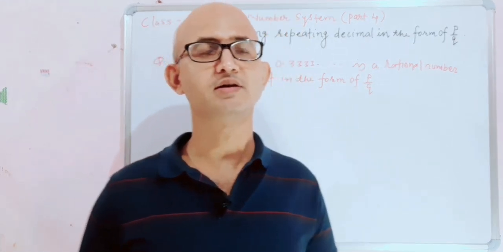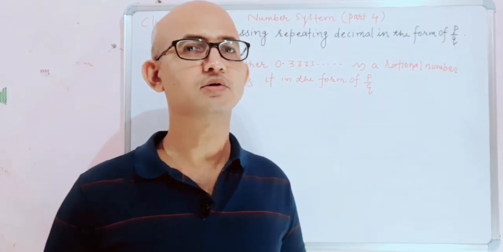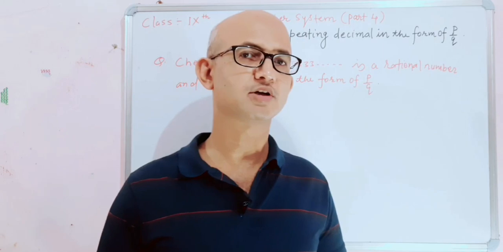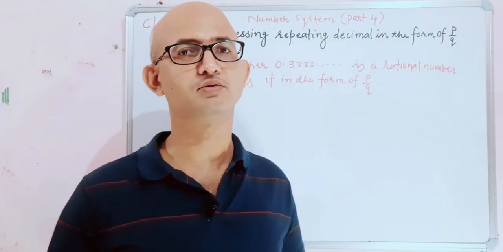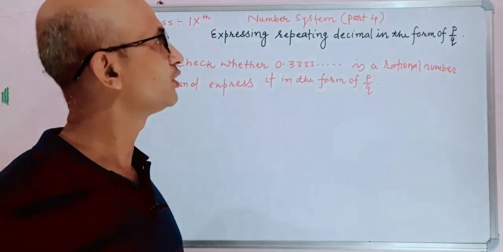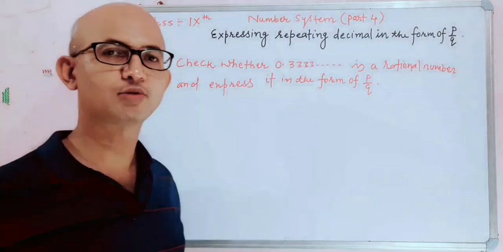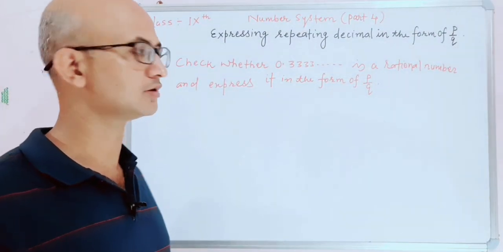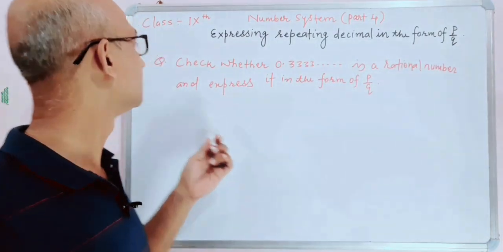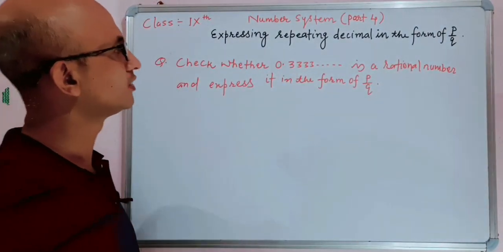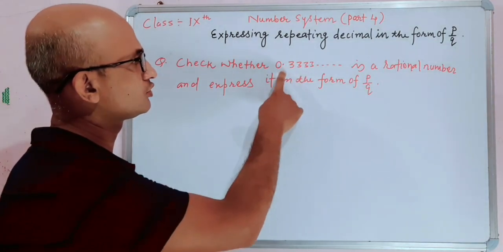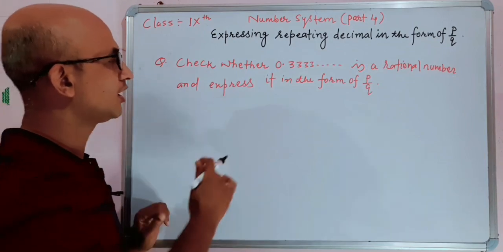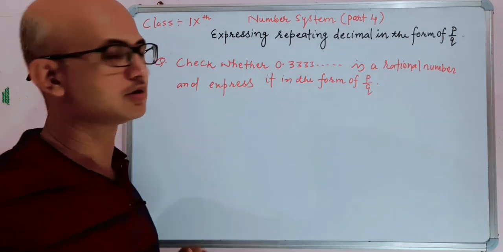Dear students, in this video, number system part 4, we are going to learn how to express a repeating decimal expression in the form of p by q. How do we express a repeating decimal expression in the form of p by q? We will learn it by taking some numericals. The first one has been taken here. It says to check whether this decimal expression 0.333 and so on is a rational number, and we have to express it in the form of p by q.